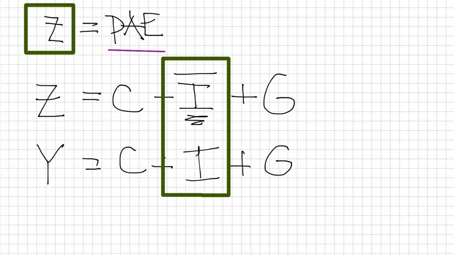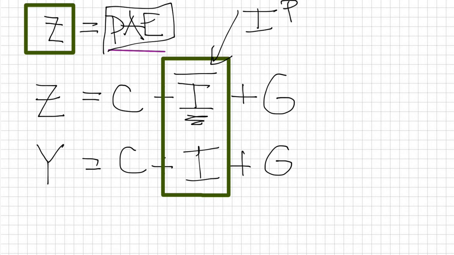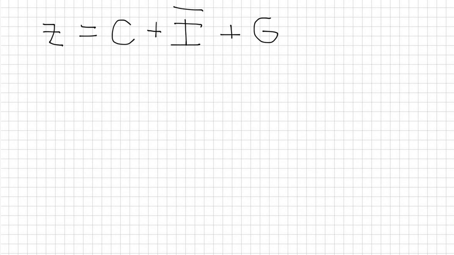Again, as a side note, just like the book uses PAE for planned aggregate expenditures, instead of I bar, it uses IP. Okay, so I use I bar, it's a more standard notation. So let's clear this all up and write again, planned aggregate expenditures, Z, is equal to consumption plus planned investment plus government spending.